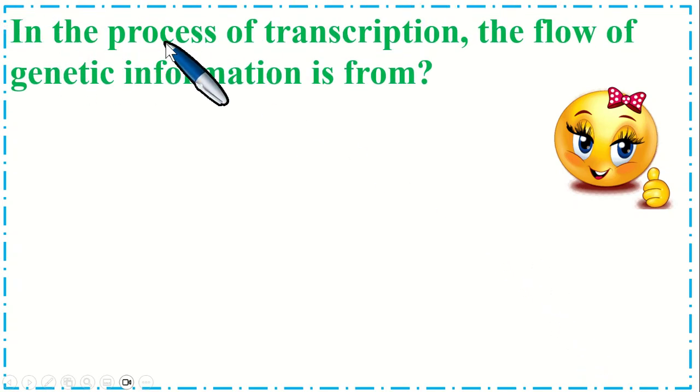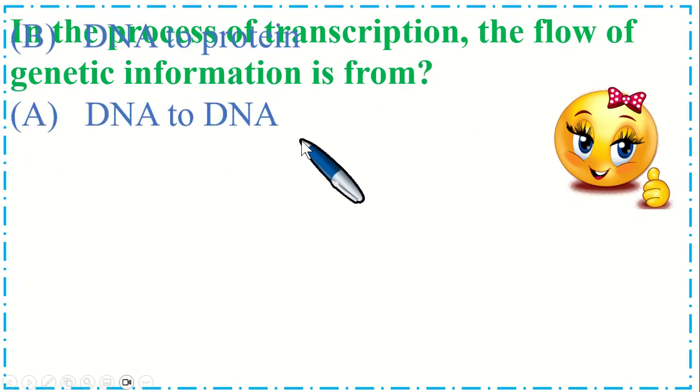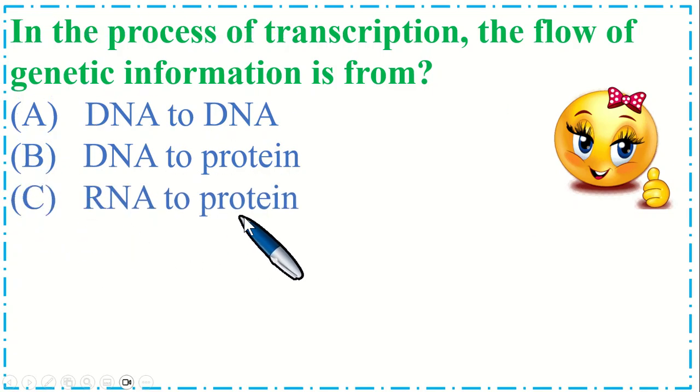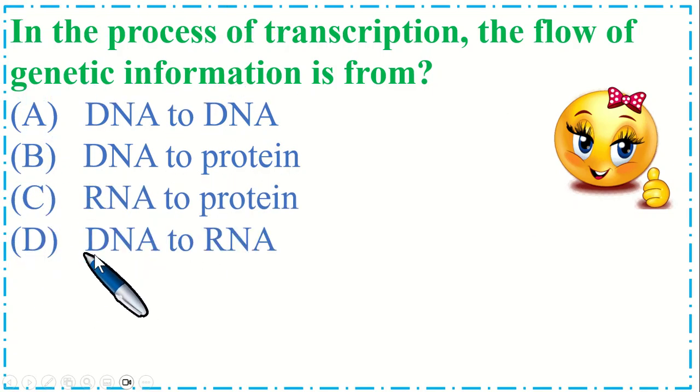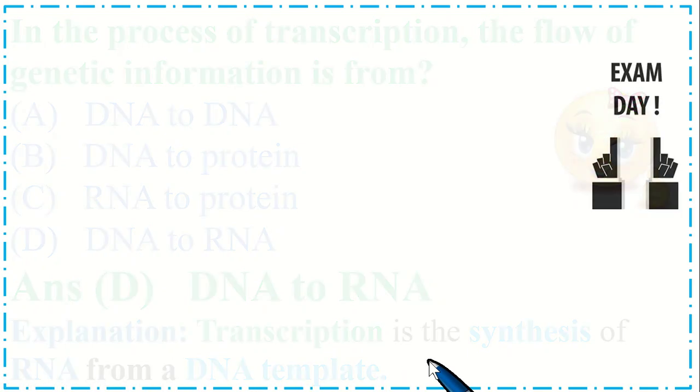In the process of transcription, the flow of genetic information is from: option A DNA to DNA, B DNA to protein, C RNA to protein, and option D DNA to RNA. So the correct option is D, DNA to RNA. Transcription is the synthesis of RNA from a DNA template.